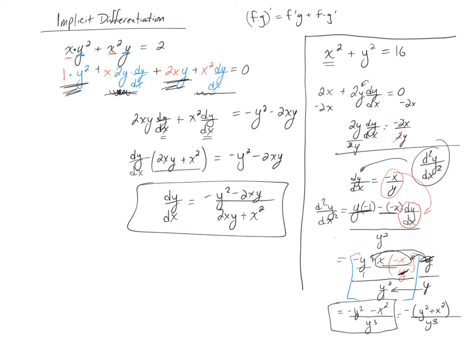And there you go. There's a good example of implicit differentiation with a somewhat more complicated example, then a simpler one, but with that one going to find the second derivative. That's all you need to know for implicit.